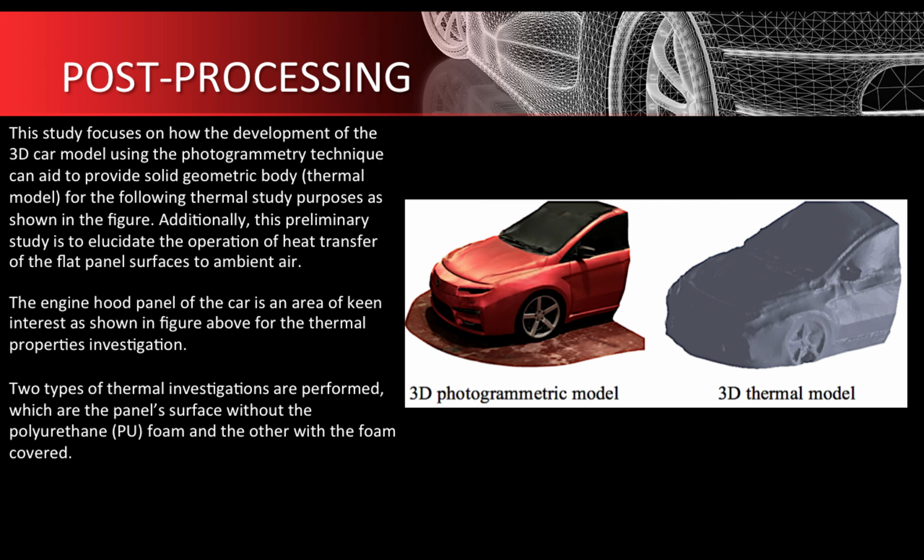The heat transfer by radiation occurs when the heat is dissipated from the running engine to the surface below the hood panel. The heat gain is then transferred through microscopic collision of particles, or conduction, across the length of the panel's thickness towards the inner surface of the polyethylene film, and finally transferred by forced convection. Two types of thermal investigation are performed, which are the panel surface without the polyethylene film and the other with the polyethylene film covered.